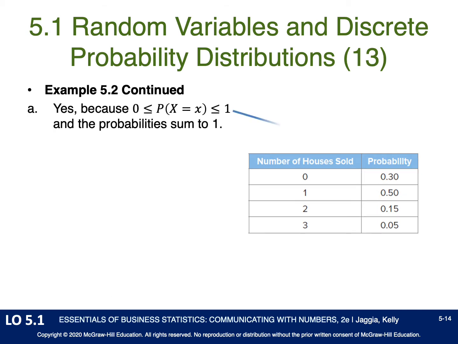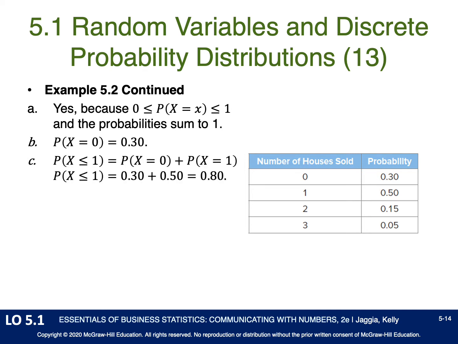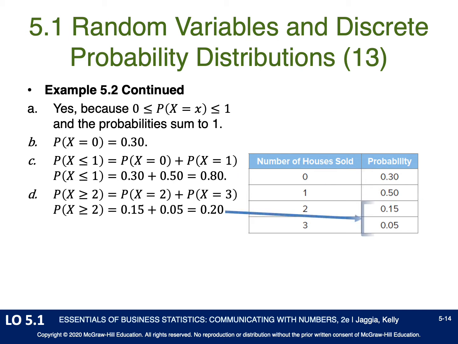So here's our answers. Let's check ourselves. Yes, we said this is a valid probability distribution because they all fall between 0 and 1 and they add up to 1. We said the probability of selling 0 houses is 0.3. The probability of selling at most 1 house is 0.8. And the probability of selling 2 or more houses is 0.2.